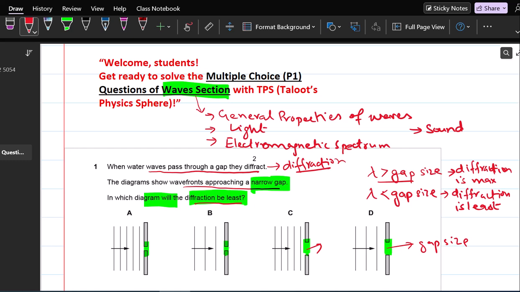Here is a gap size. This is a gap size. Then what will be the wavelength? Wavelength is the gap between two wave fronts. These are wave fronts. This is wavelength. So we have option C here. This wavelength is smaller than gap size, so C is going to give us least diffraction. Least diffraction also means that less curvature will be there after passing from the gap.